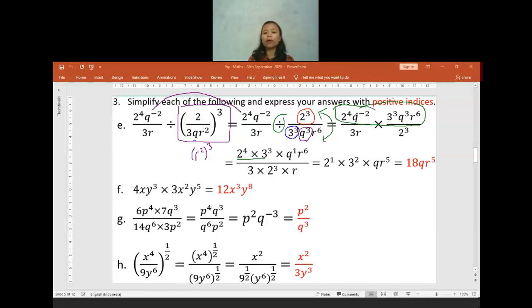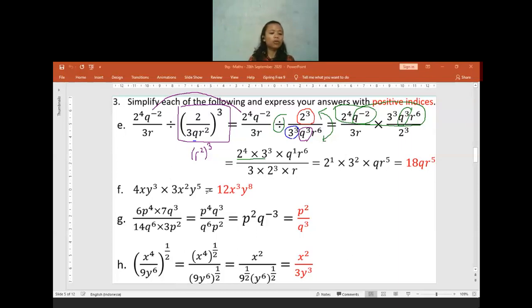Now for the q, there are two: q to the power of negative 2 and q to the power of 3. The connection is multiply, so we can multiply them. When we multiply letters having the same base, we can directly add the power. So we add negative 2 plus 3, which equals 1. For the r to the power of 6, since it's all alone, it will stay the same as r to the power of 6.